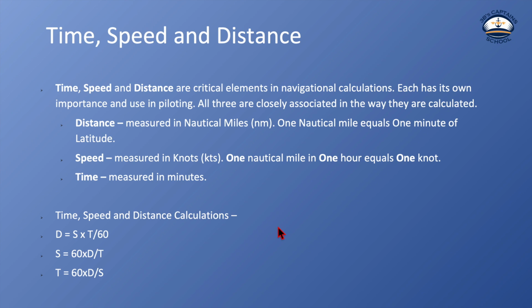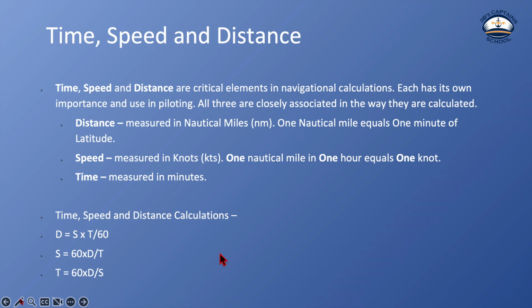So time, speed, and distance calculations. Distance equals speed in knots times time in minutes divided by 60. So if you look right down here where my cursor's at, distance equals speed times time divided by 60. Speed equals 60 times distance in nautical miles divided by the time. Time equals 60 times distance divided by the speed.